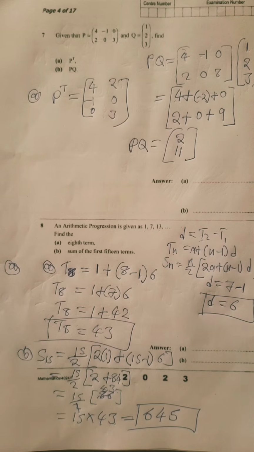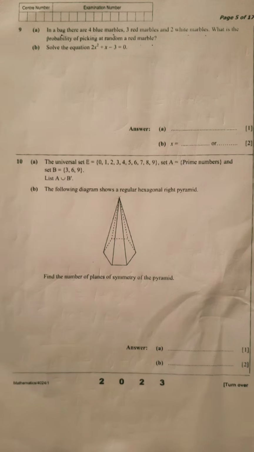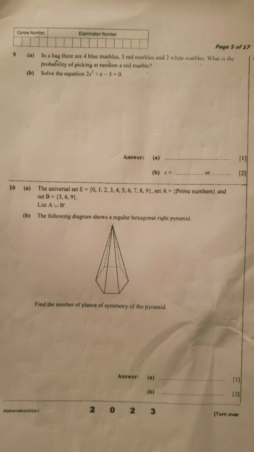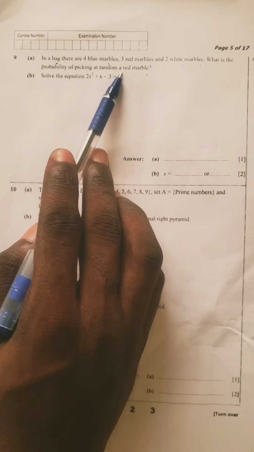We go to the next. So this is our next question. When you take a look at it, it is saying in a bag there are 4 blue marbles, 3 red marbles, and 2 white marbles. What is the probability of picking at random a red marble?